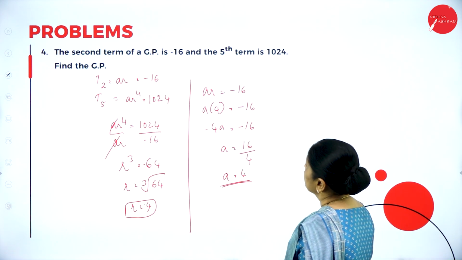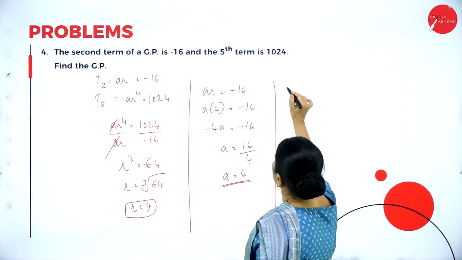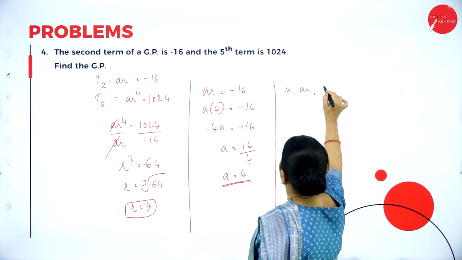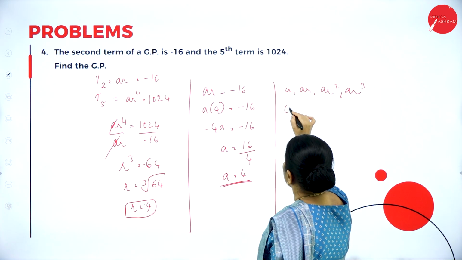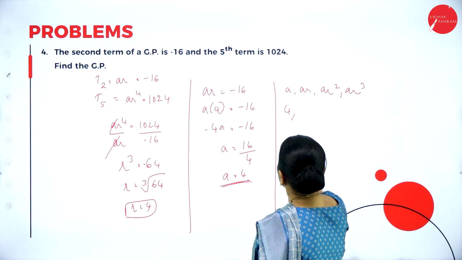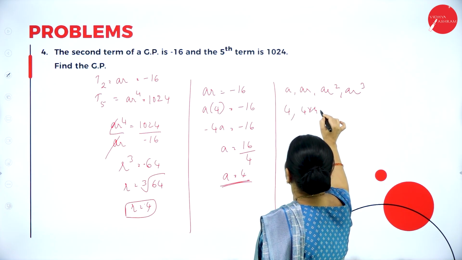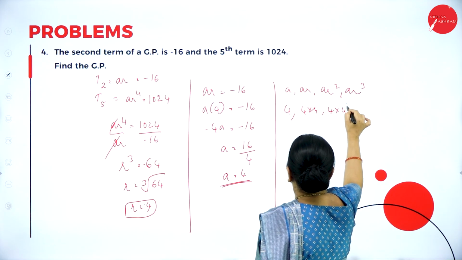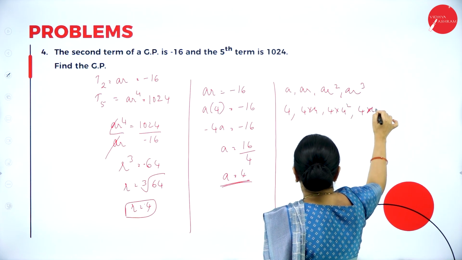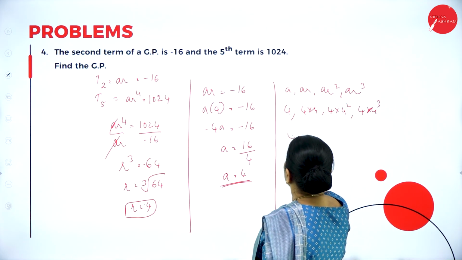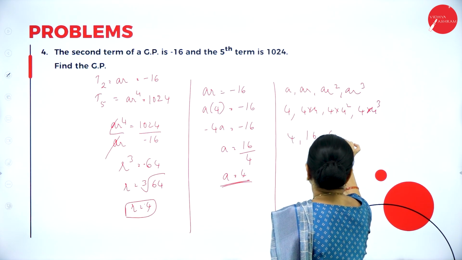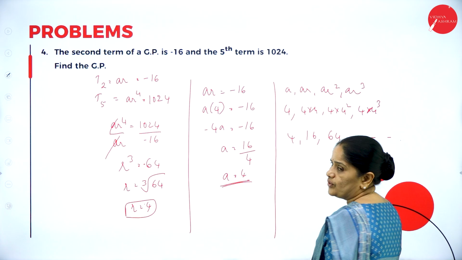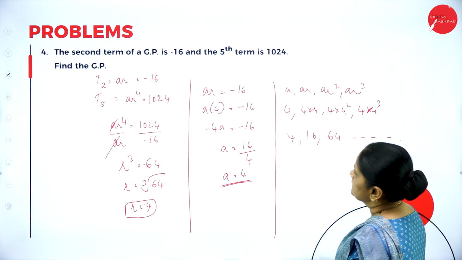Now we'll find the terms here. So the terms will be A, AR, AR square, AR cube. So what is A? 4. So 4 into 4, 4 into 4 square, 4 into 4 cube: 4, 16, 64, etc.